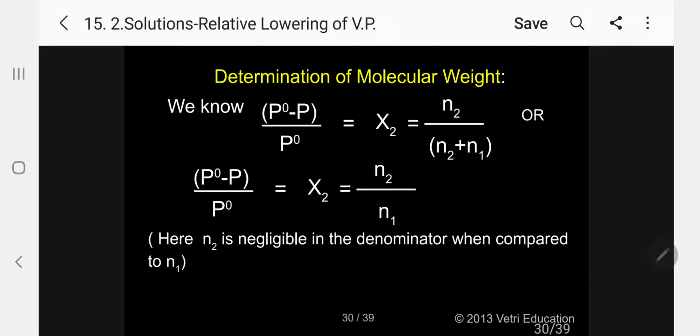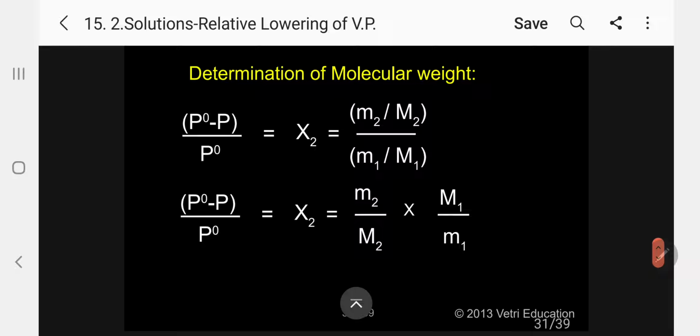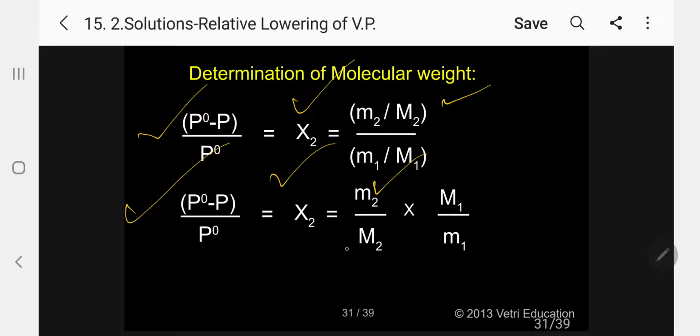So now I will expand this equation as follows to get the molecular weight determination. So I will rewrite now the relative lowering of vapor pressure, P naught minus P by P naught equals x2. What is n2? Small m2 by capital M2. What is n1? Small m1 by capital M1. So let me rearrange now. That is equal to m2 by capital M2 into capital M1 by small m1. So automatically here this capital M1 is going upward.